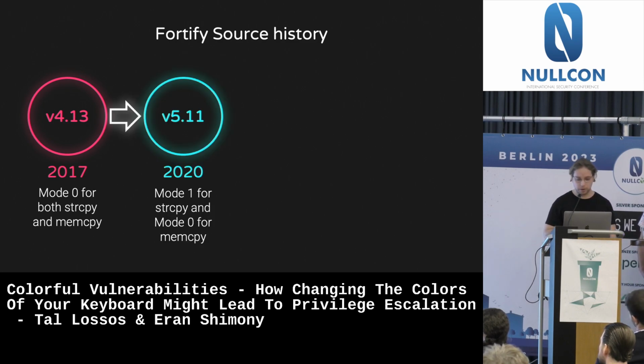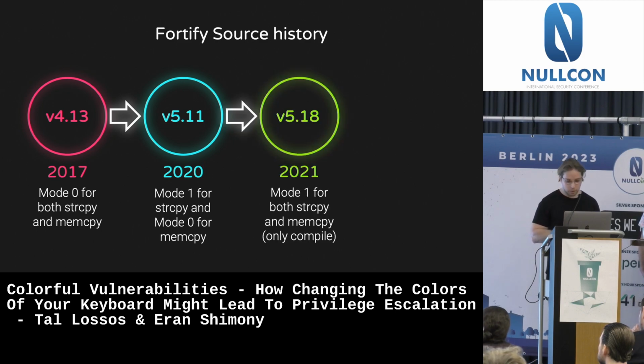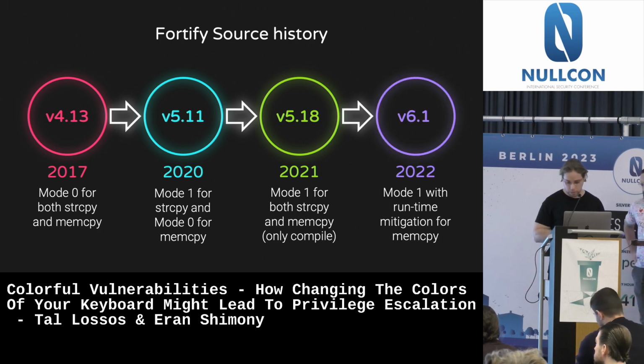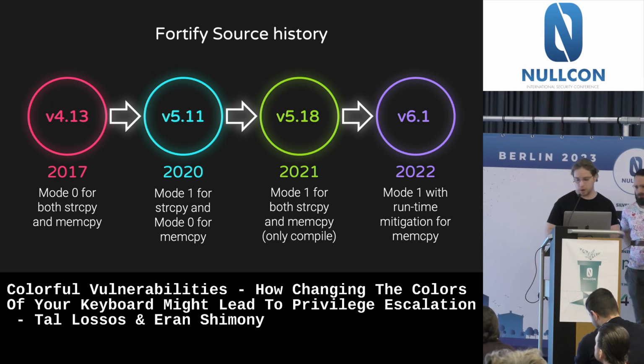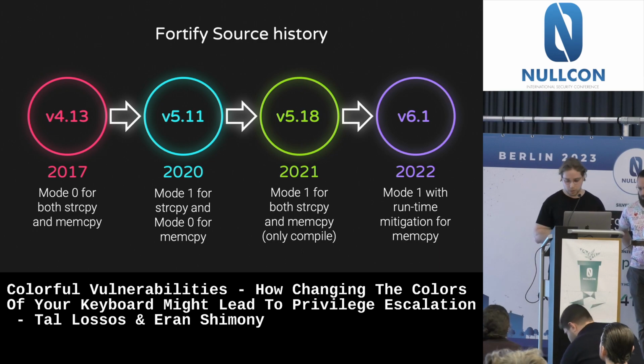Later on, in kernel version 5.11 or 2020, mode 1 was turned on for the strcopy family of functions, but mode 0 was still turned on for the memcopy family of functions. Later on, in kernel version 5.18, mode 1 was turned on for the strcopy family and for memcopy, but for memcopy it was only the compile time mitigation. So again, you could potentially overflow specific members of a struct if you have a badly written memcopy operation. And very recently, in kernel version 6.1, mode 1 was finally turned on with runtime mitigation for the memcopy family of functions. So what can we say about it?